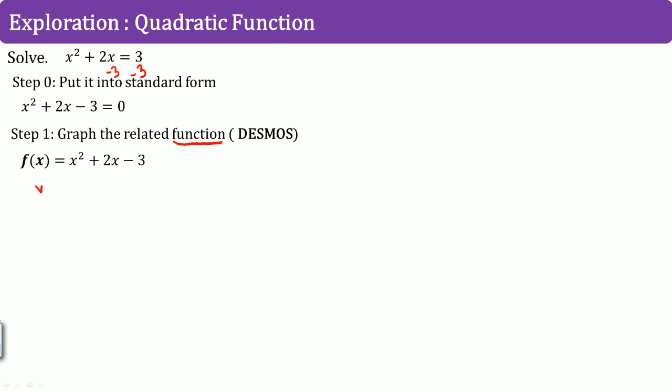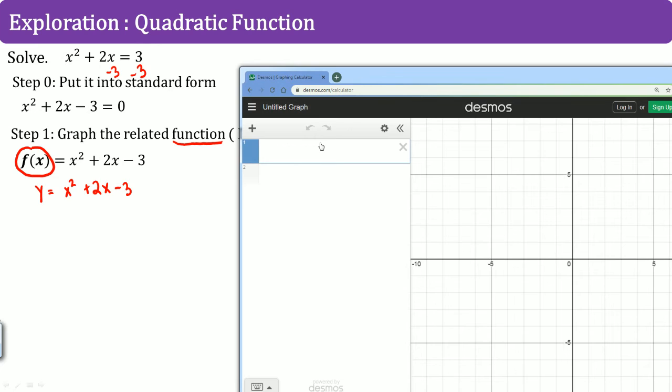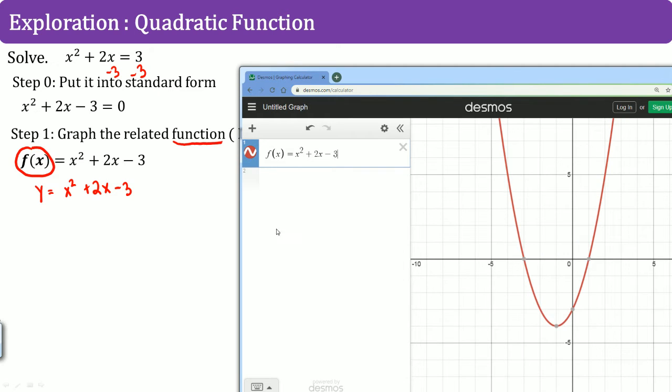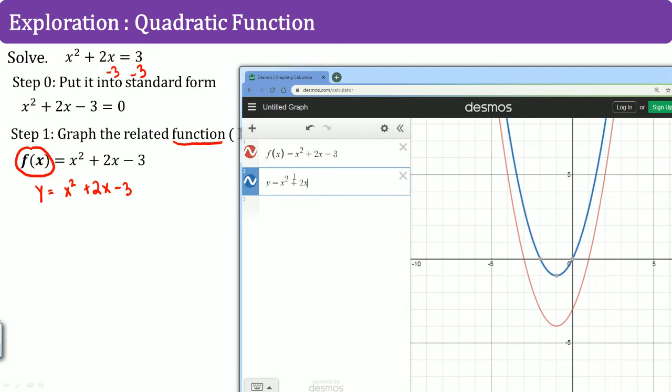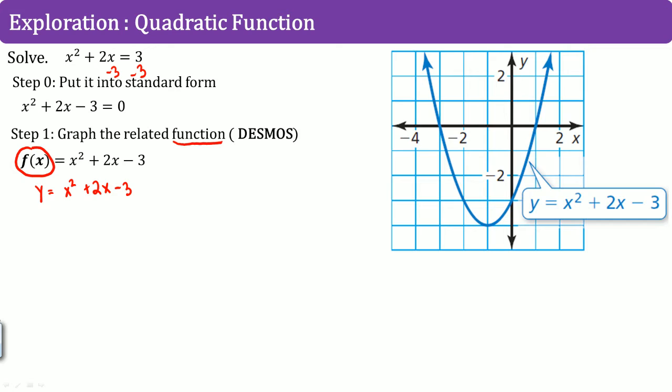Sometimes you might see it as y equals that value. The difference is f of x is in function notation, right? And when you graph it in DESMOS, let's pull that up. You can enter it in here as f of x equals x squared plus 2x minus 3, and it should look like that. Or you could enter it as y equals x squared plus 2x minus 3. Notice they overlap because it's the same thing. That's how it should look.